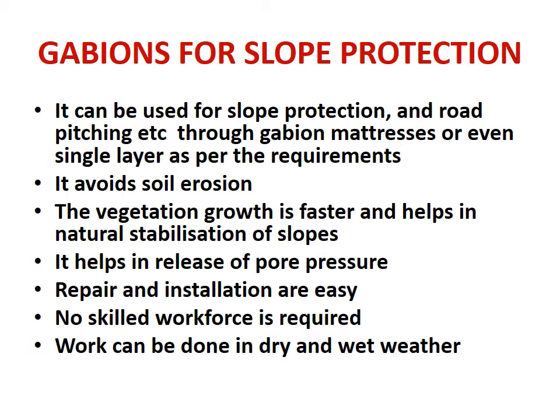And then Gabion matrices are there, or even a single layer as per the requirement can also be used. Then it avoids soil erosion, and we can use these Gabion walls to avoid soil erosion. The vegetation growth is faster in such cases, because the gaps and the wire both help natural vegetation to come, so that is an added advantage. And water also gets through, so vegetation comes on this, and then natural stabilization of slopes, that is an added advantage.